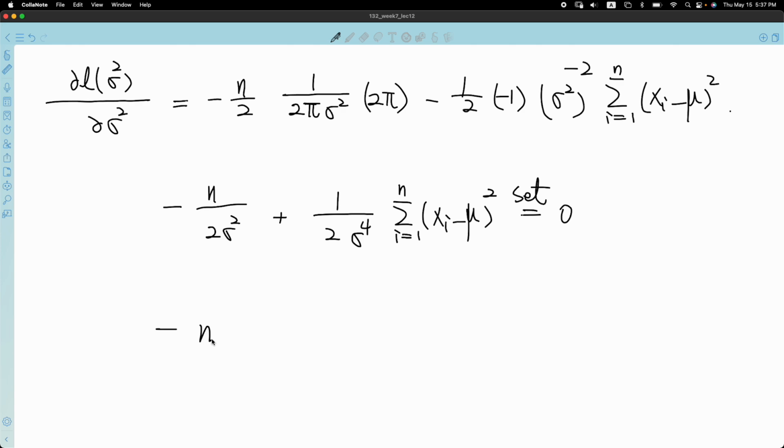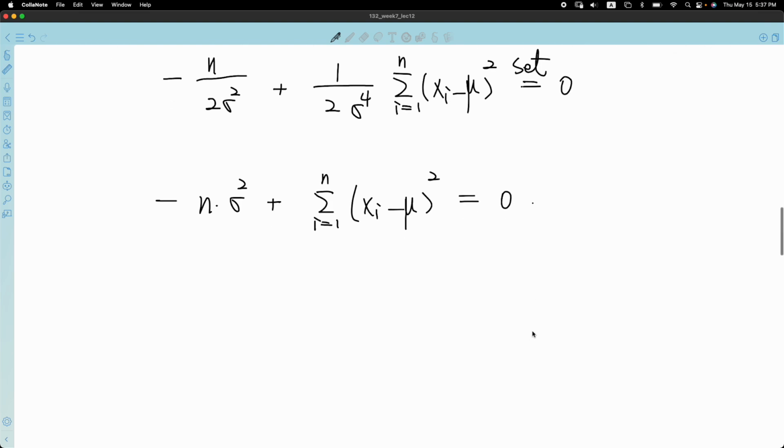So you have n multiplied by sigma squared plus, I'm multiplying 2 times the sigma raised to the power of 4, so this denominator is just gone. And then you have the summation from 1 to n of xi minus mu raised to the power of 2, again equal to 0. Okay, so then we have the sigma square is equal to the summation of xi.